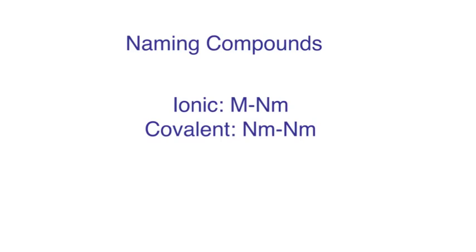Hello class, today we're going to talk about naming compounds. Remember that ionic bonds or ionic compounds are between metals and nonmetals, and covalent bonds or covalent compounds are between two nonmetals. Remember, throughout the lesson you will come across learning checks. Please pause the video. When you see a learning check, complete the learning check and then you may press play to resume the video.